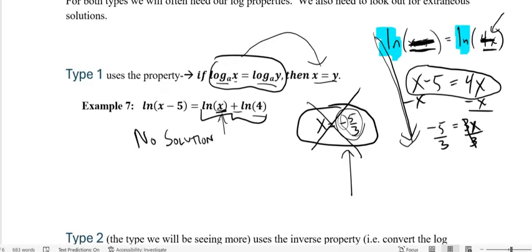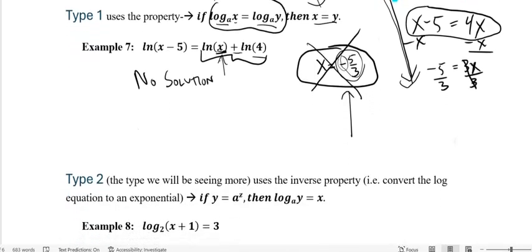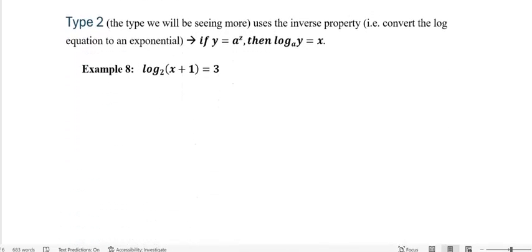Okay, that's the quote-unquote easy case where I drop the logs. Now this is the one we're usually going to do. If y equals a to the x, that should say, typo, then x equals log base a of y. This is my definition of logarithm.